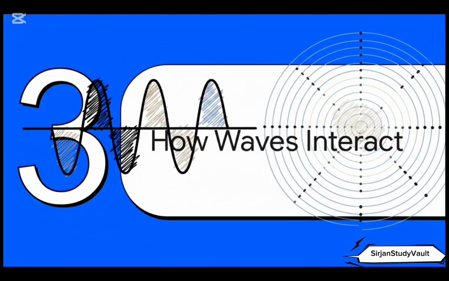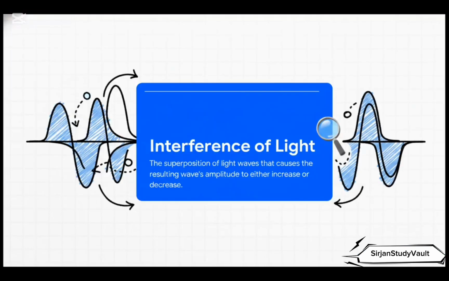Well, the answer is a phenomenon called superposition. Interference is just what happens when two or more waves overlap in the same space. They don't bounce off each other, they pass right through and combine. The height of the new wave, its amplitude, is simply the sum of the individual waves at that exact spot. And this simple addition can lead to two totally different results.